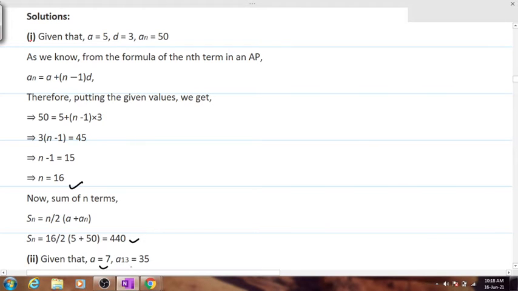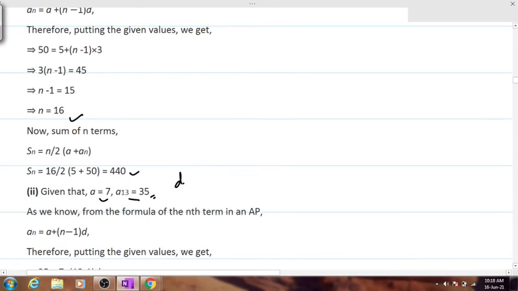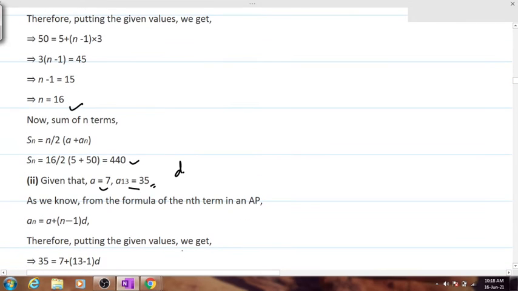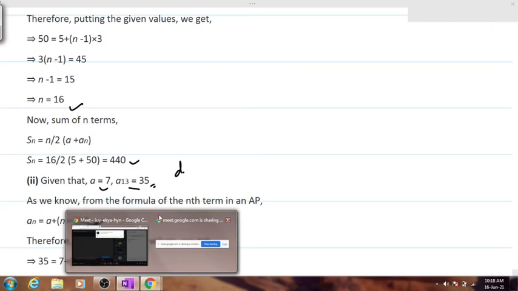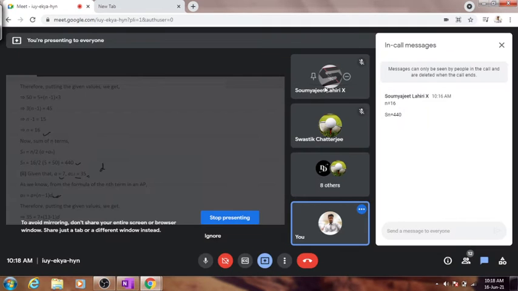A is given and A13 is given. You have to calculate the value for D. Tell me the value for D, everyone. You have to use again this formula. Type the value for D. I need the value for D from here.